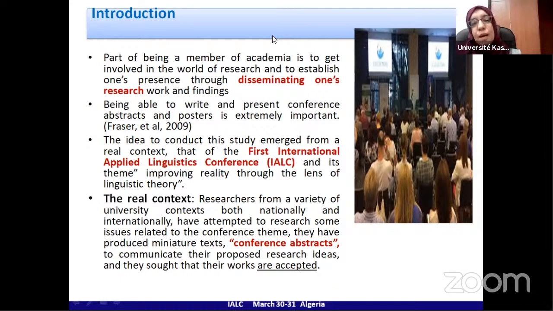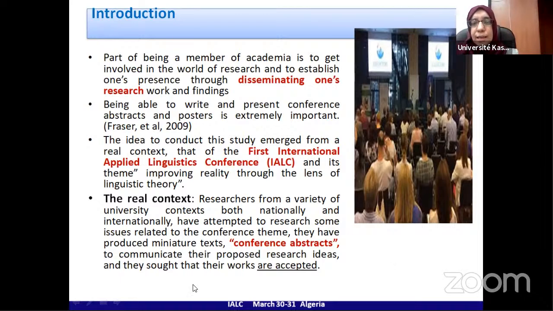IALC, and its theme, Improving Reality Through the Lens of Linguistic Theory. Through this study, we'll see how linguistic theory has helped us to improve reality in some context. So what is this context exactly?